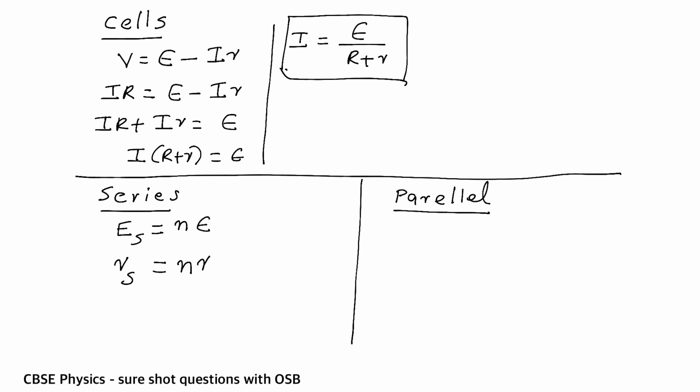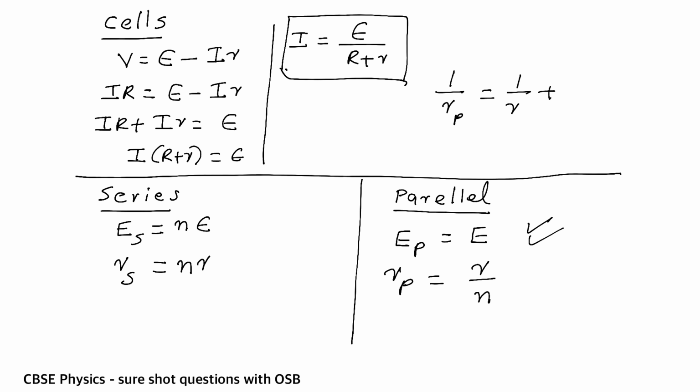Now regarding parallel combination, if we are using identical cells, then Ep will be E only. Remember it, very, very important. Now what is Rp? Rp is equal to r by n. For your understanding, I will show. Assume you have two cells, so two internal resistances. So 1 by Rp is what?